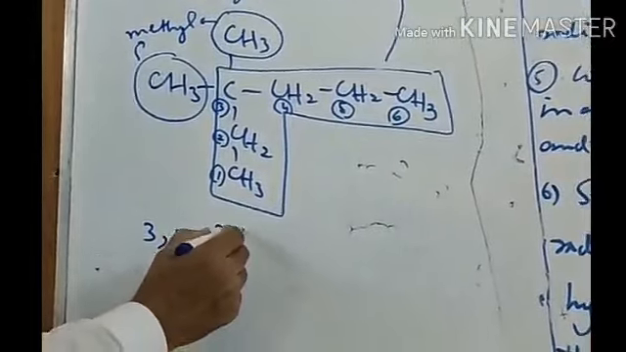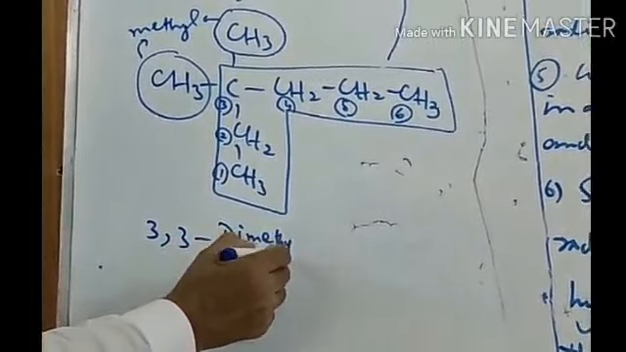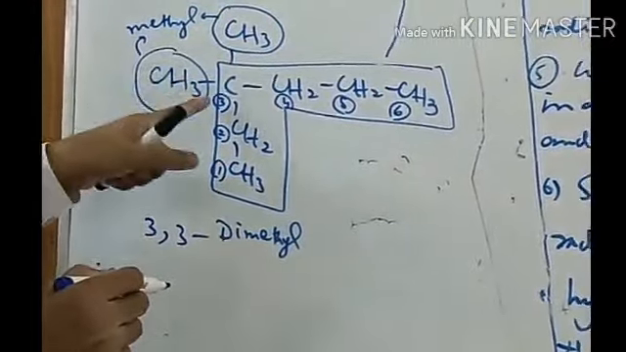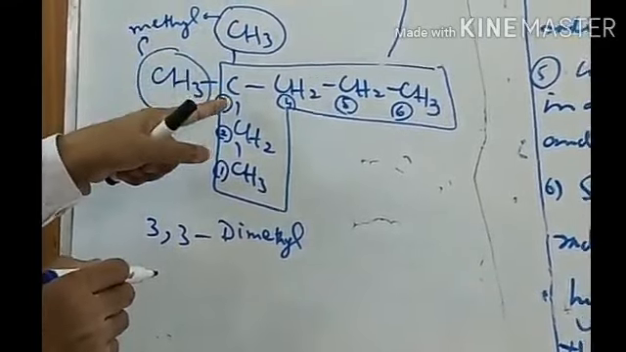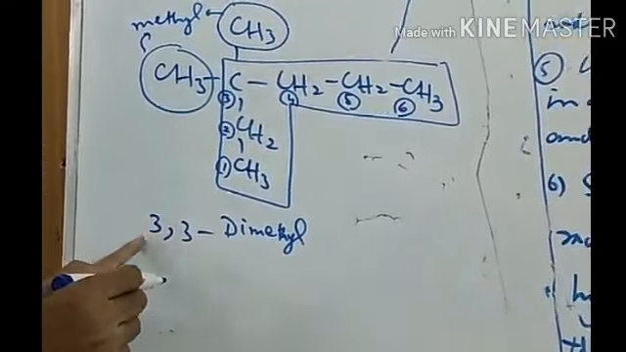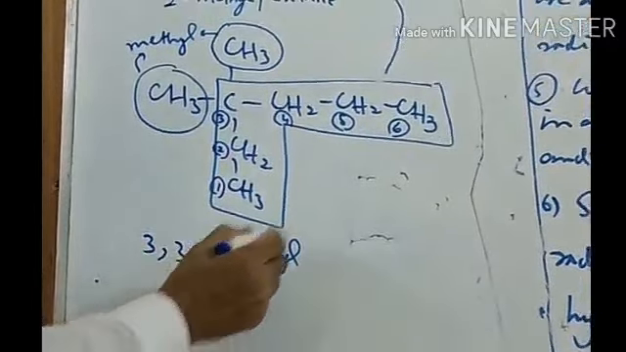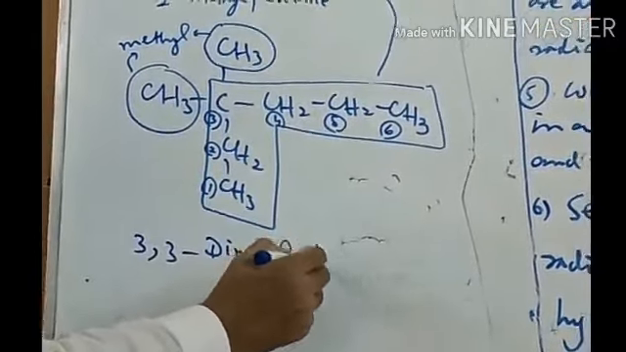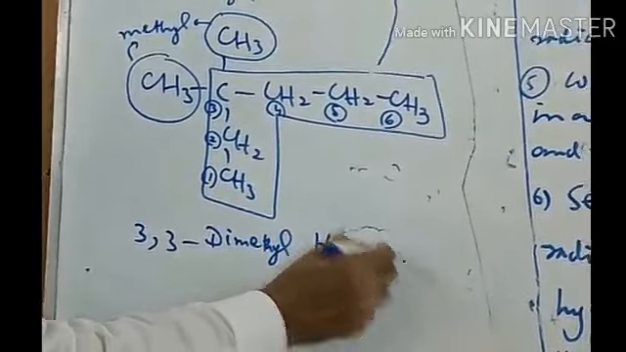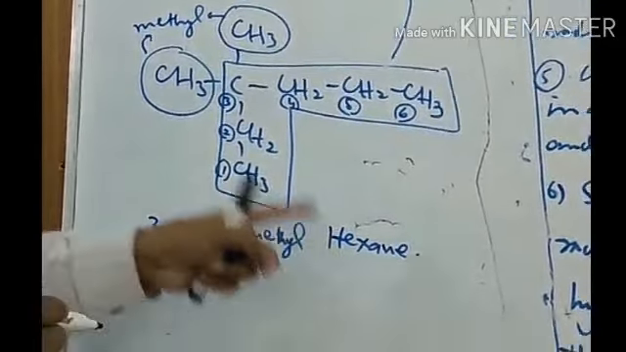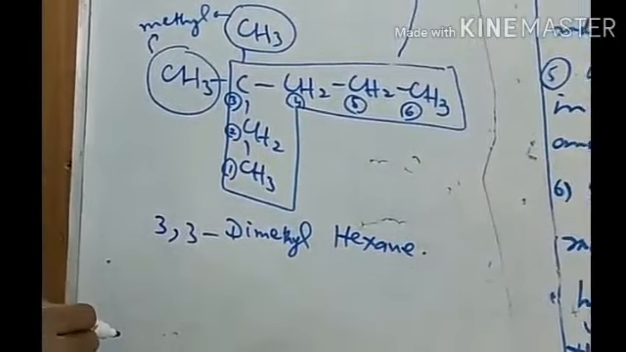We use di, and this is the methyl. 3, this is the 3 position, second one. 3, 3, hyphen, dimethyl, and now 6 carbon means that is the hexane. This is known as the 3,3-dimethyl hexane, the IUPAC name of the compound.